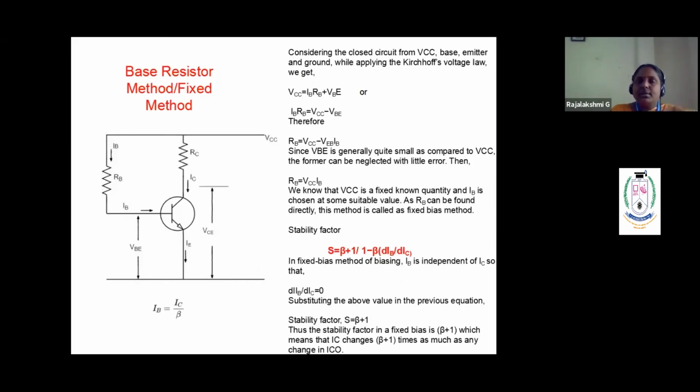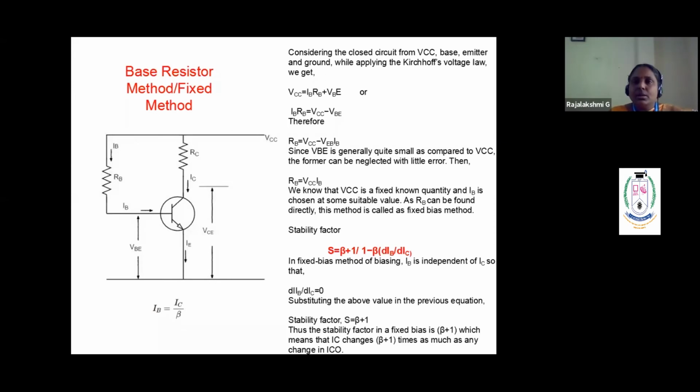Next, today I'll be teaching 2 methods, the base method or fixed bias method, whichever you want to call it. Look at the circuit. In the usual transistor circuit, there is an extra resistance connected to the base. That's what you have to note down. There is a resistor called RB, and that RB is the one we can choose to stabilize the circuit.